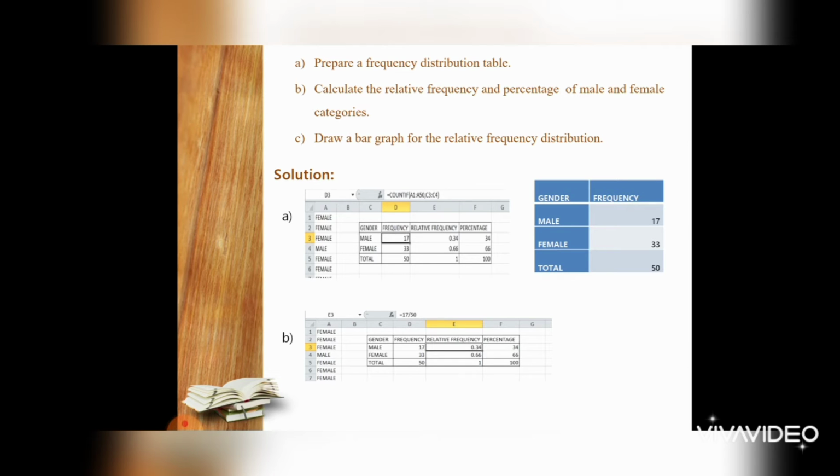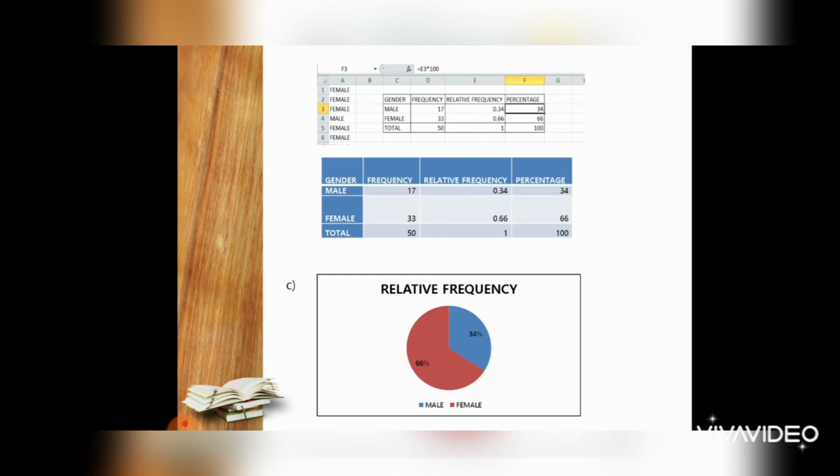For C, we highlight the relative frequency because C asks us to draw a bar graph. For relative frequency, we highlight, then we choose insert graph. We will use a bar graph because this data is qualitative data.